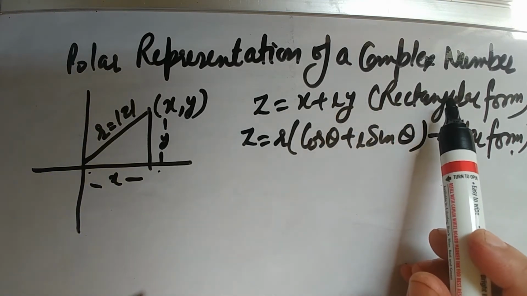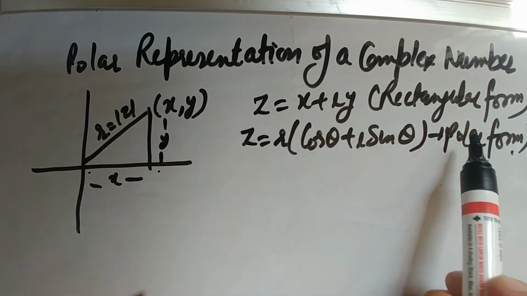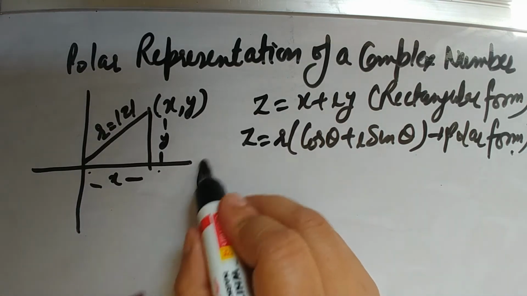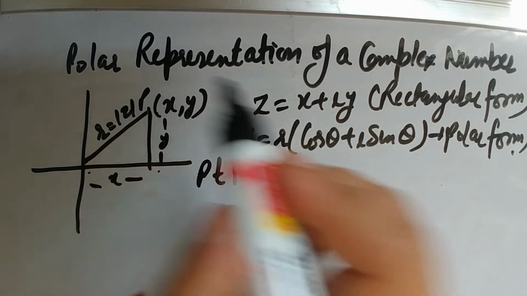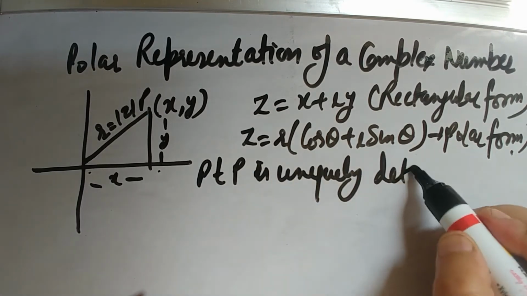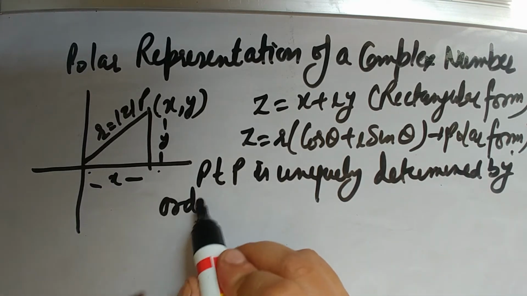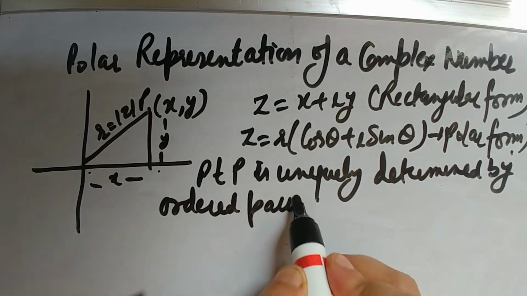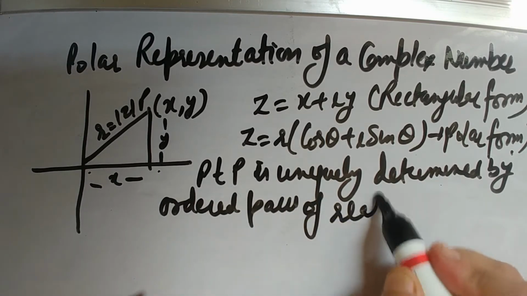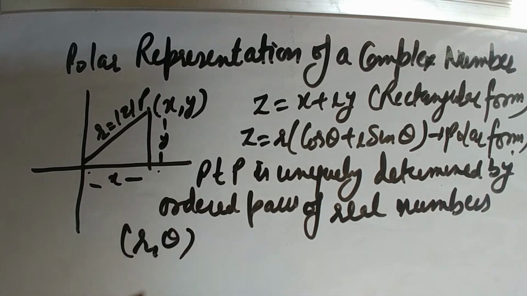This type of representation is called rectangular form, and z is equal to r times cos theta plus iota sin theta. This is called your polar form. So this is point P, which is uniquely determined by ordered pairs which are real numbers, which are your r and theta.